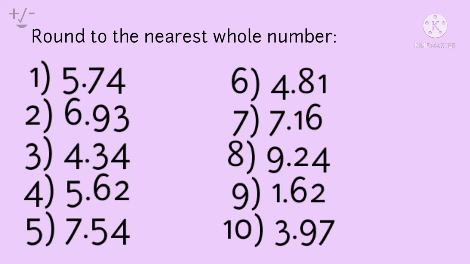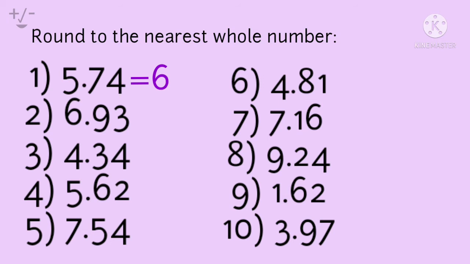Let's try answering these first 5 questions. When we're rounding to the nearest whole number, we need to focus on the number just after the decimal point. If that number is 5 or above, we round the original number up. If not, we keep it the same. So in the first question, 5.74, we need to focus on the number 7. Since 7 is greater than 5, the original number would round up to 6.